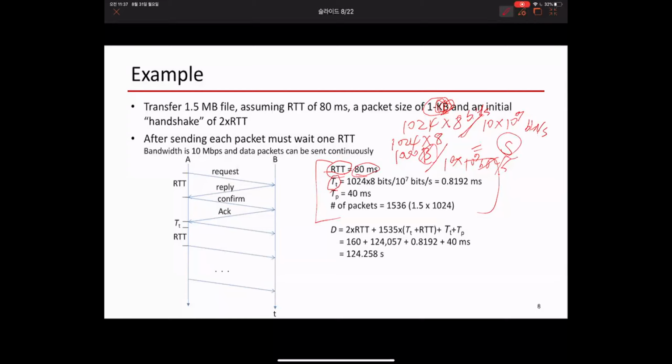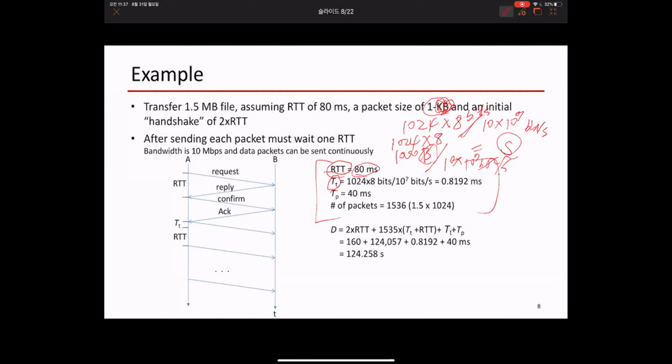Professor, I have another question. Like the propagation delay, it's the time needed for a signal to travel through the medium, right? Then for every line from A to B, don't we need to add the propagation delay, instead of adding TP once at the end?